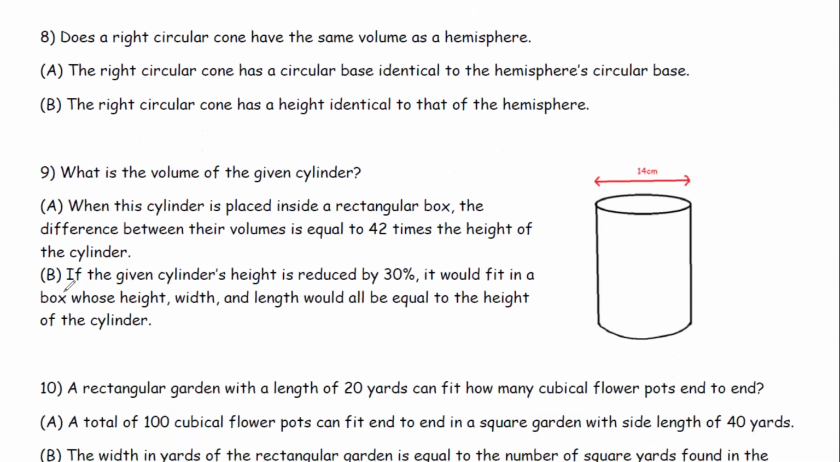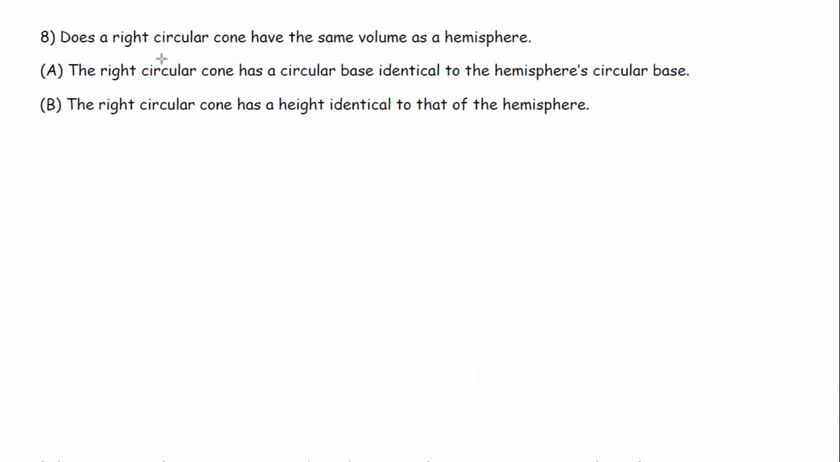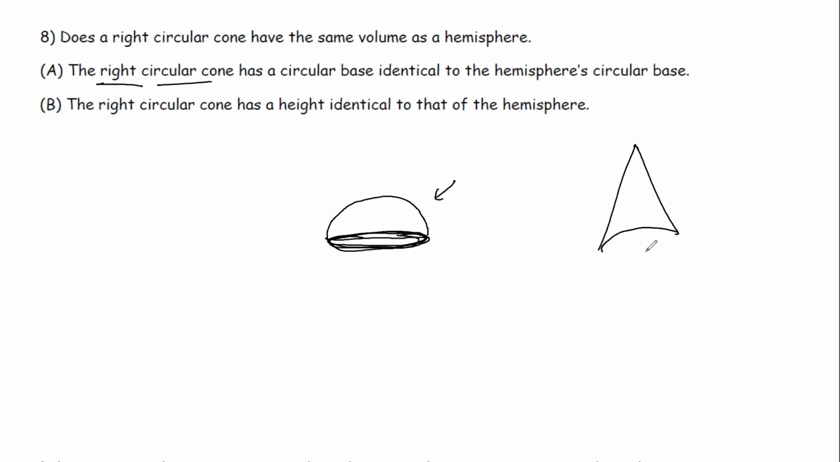Question 8. Does a right circular cone have the same volume as a hemisphere? All right. So remember, hemisphere is half of a sphere. So basically, if you have a ball-shaped sphere, and you cut it into half, it forms a hemisphere. And right circular cone, it just means an upright. So that word right means an upright cone.